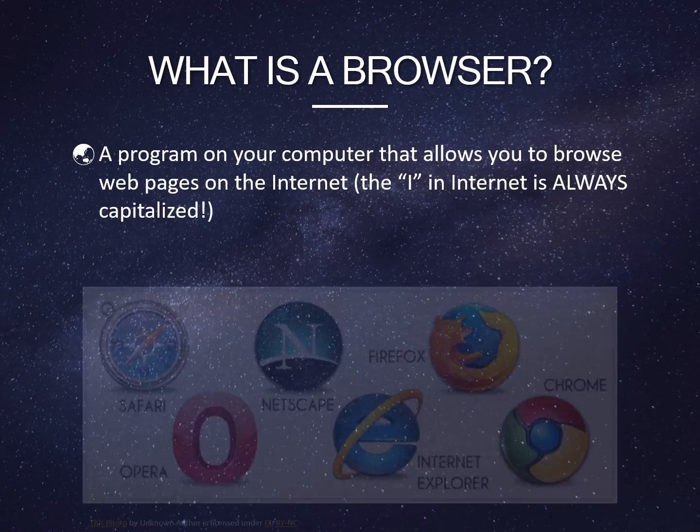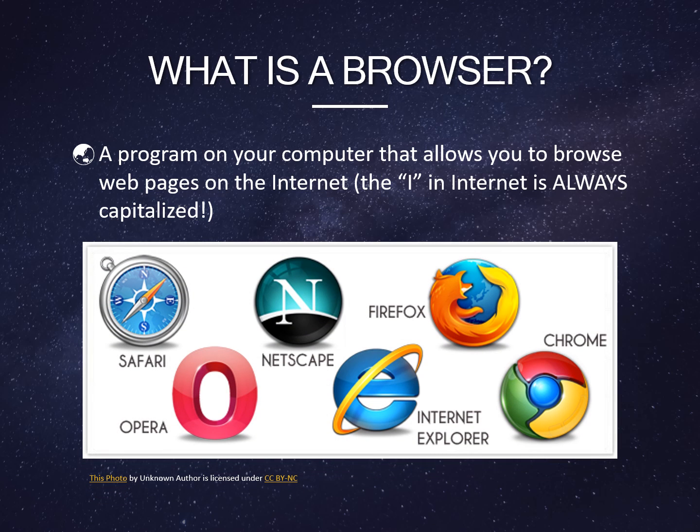What is a browser? A browser is a program on your computer that allows you to browse web pages on the Internet. The I in Internet is always capitalized. Here are some examples of browsers: Safari, Opera, Netscape, Firefox, Chrome, Internet Explorer.